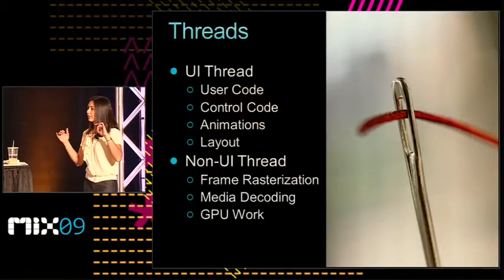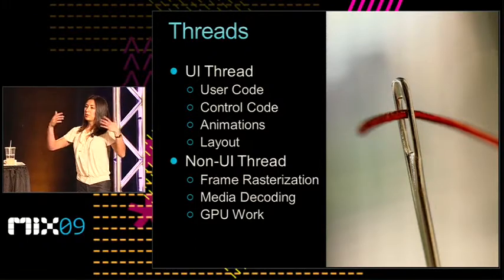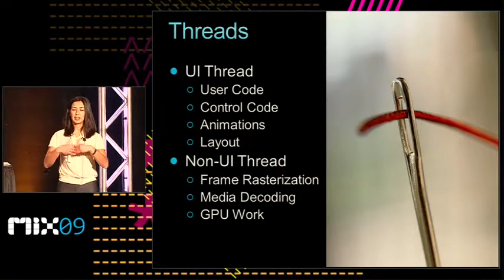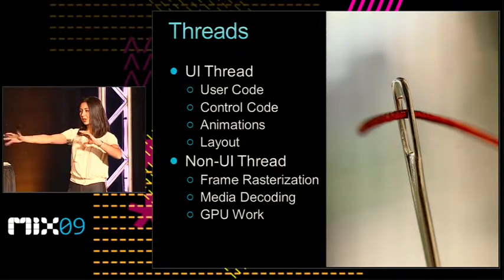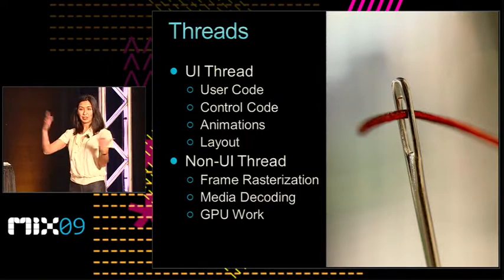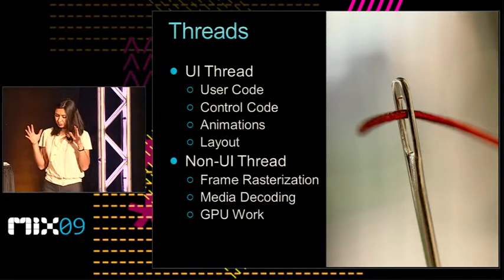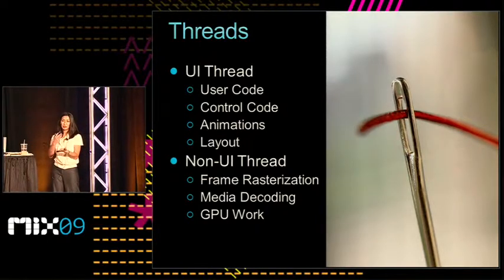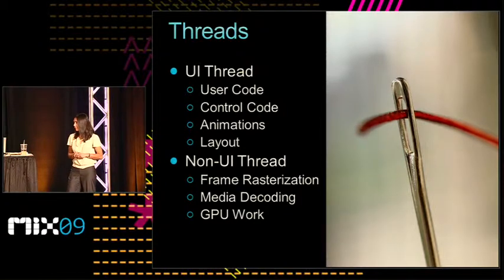So when building an application and trying to do something games-like or snazzy, or you want almost immediate user feedback, often people are going to be writing code that occurs on the UI thread. In fact, all of your user code is on the UI thread. What is also on the UI thread is your animation system, your control code, and our layout system. So almost everything managed, and then a little bit of the unmanaged stack as well. What's off the UI thread is frame rasterization and media decoding, and anything harnessing the GPU.